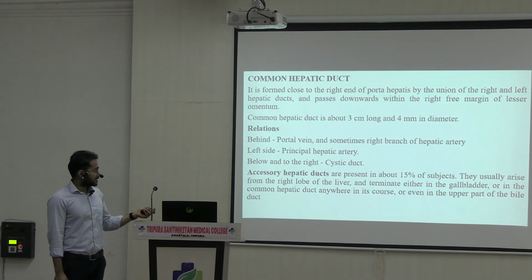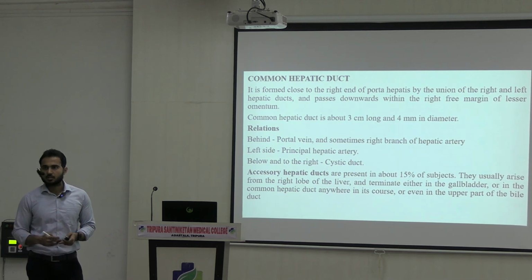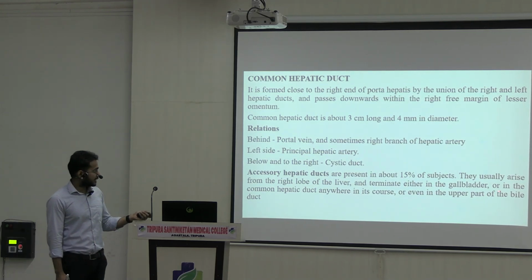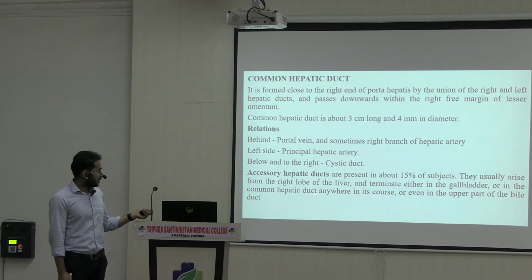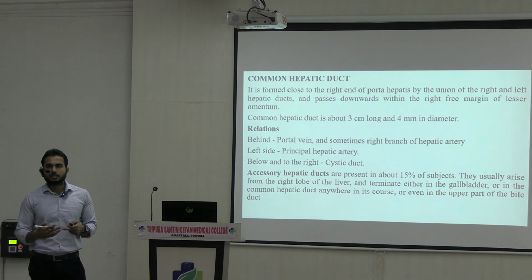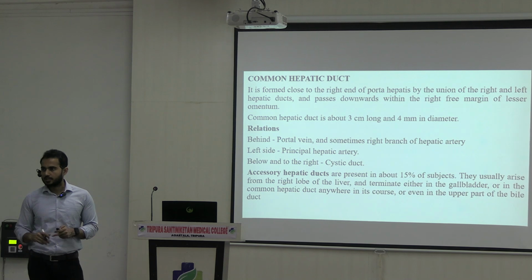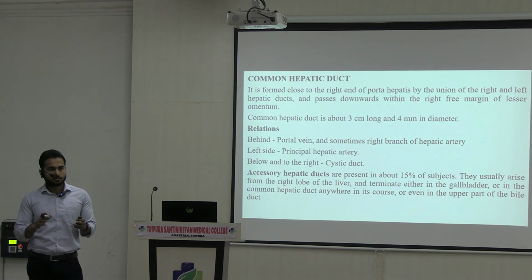Now accessory hepatic ducts are also present, but not in each and every one. In 15% of the cases, an accessory hepatic duct is there. It usually arises from the right lobe of the liver and terminates either in the gallbladder or into the common hepatic duct. Whenever you dissect various bodies, you can see the variation. Whatever is written in the book, you will not always get the exact book picture in the cadaver. Variations are there in various areas.